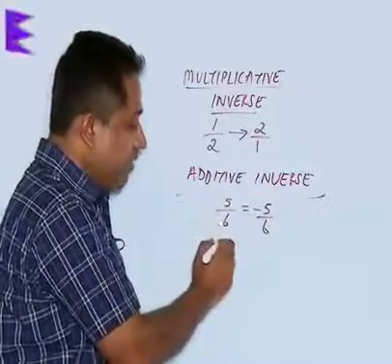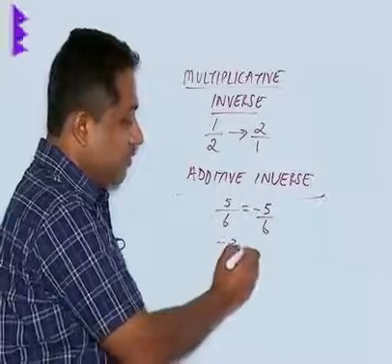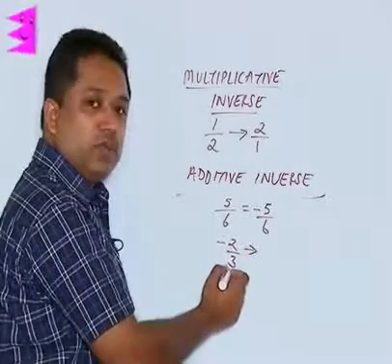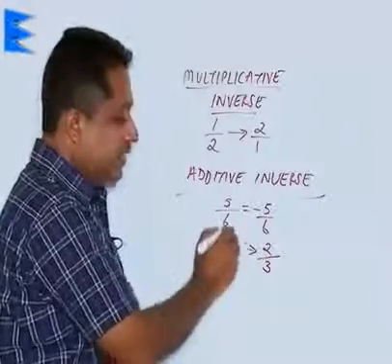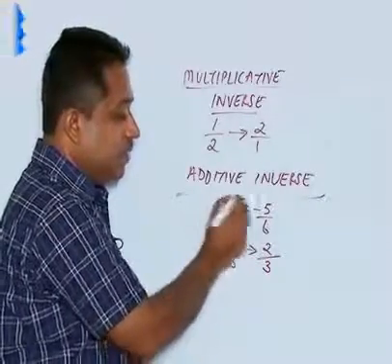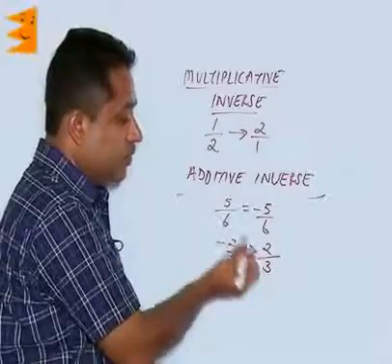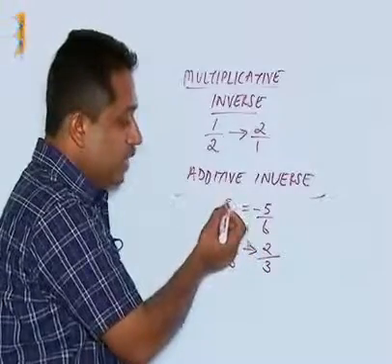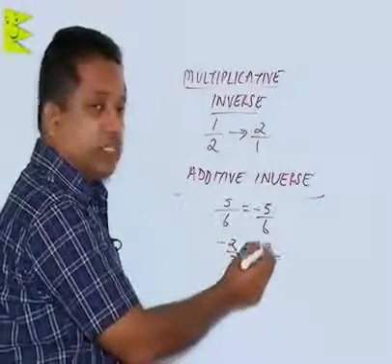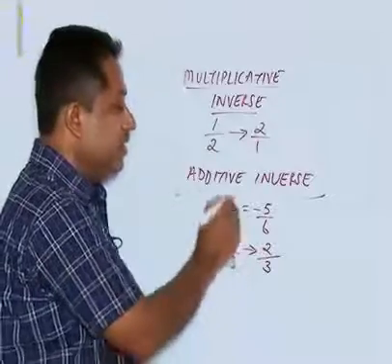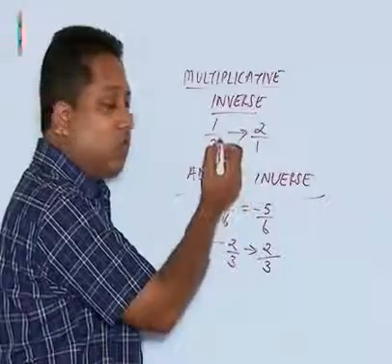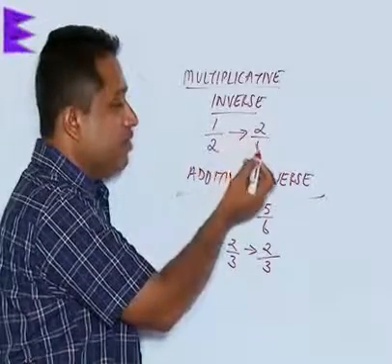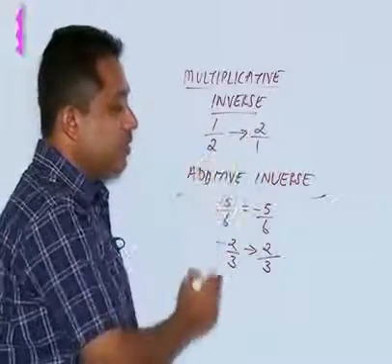If you have a negative number, let's say minus 2 by 3, then the additive inverse of minus 2 by 3 is going to be positive 2 by 3. So this is additive inverse. The positive becomes negative and negative becomes positive. But see that the numerator and denominator position does not change. Whereas in multiplicative inverse we find that the signs do not change, but what changes is the numerator becomes denominator and denominator becomes numerator.